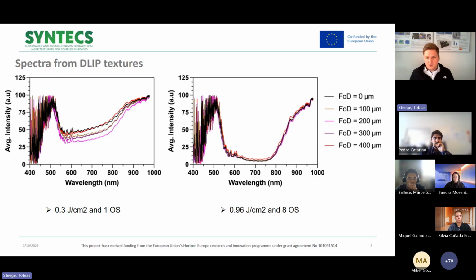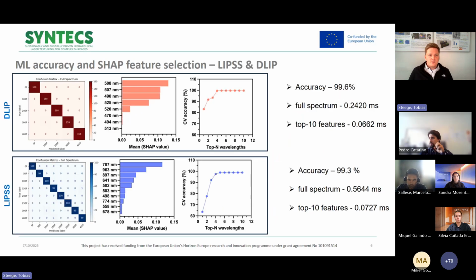So to develop an automatic system which can then say whether this worked or not, we feed this information into machine learning and neural algorithms to try to find an algorithm which can then predict if the texture worked and was done in focus and therefore was a uniform texture. And this worked really well.